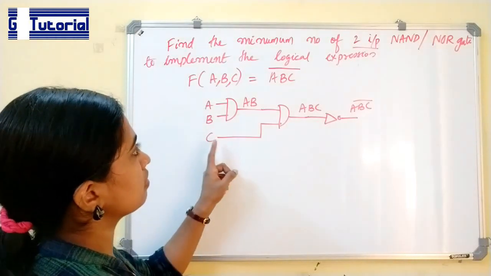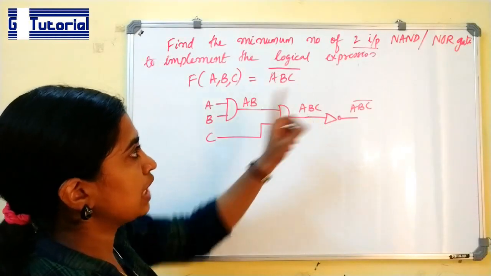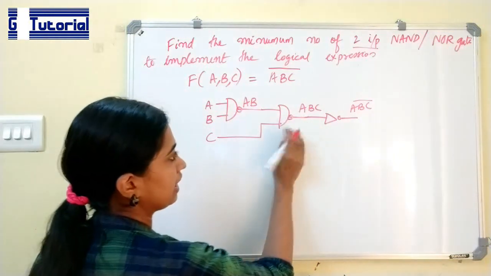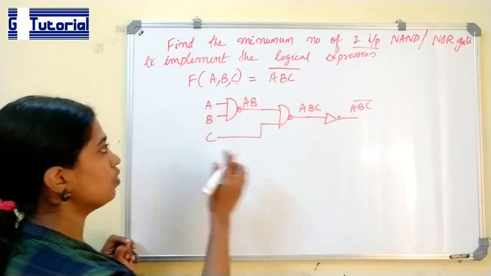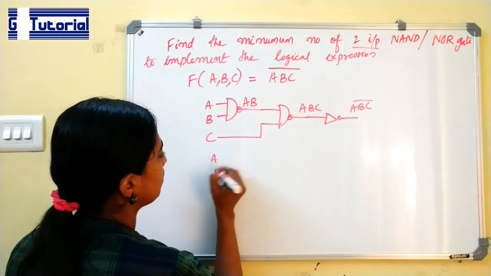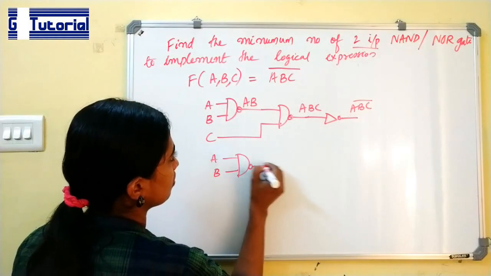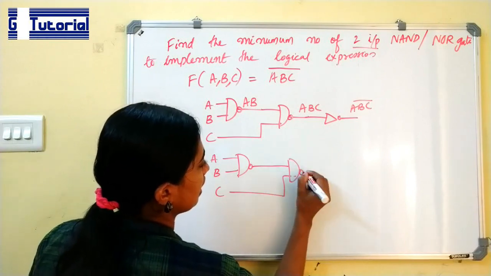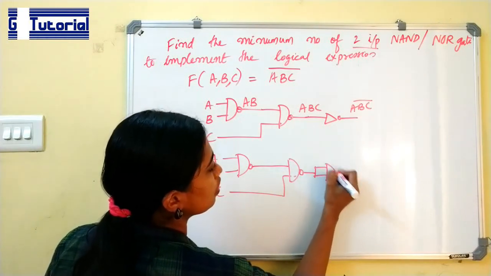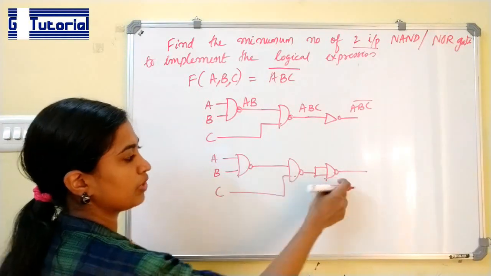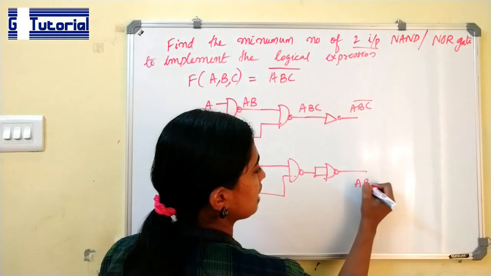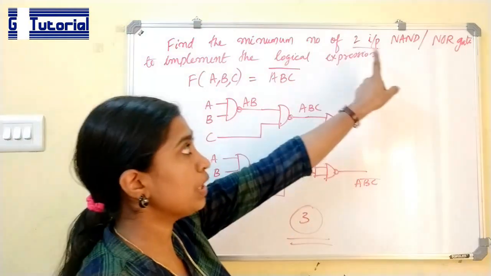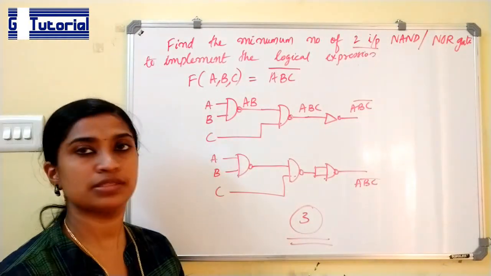Now I am transforming each of the gates to NAND gates. I am bubbling the end of the AND gates. There is no OR gate. So it will be A, B. This is a NAND gate, this is another NAND gate, and the NOT gate can be converted to a NAND gate. So the number of NAND gates required to implement this expression is 3. Three 2-input NAND gates are required to implement this.